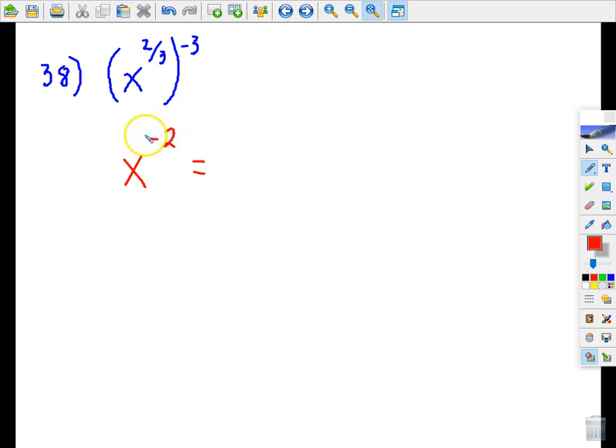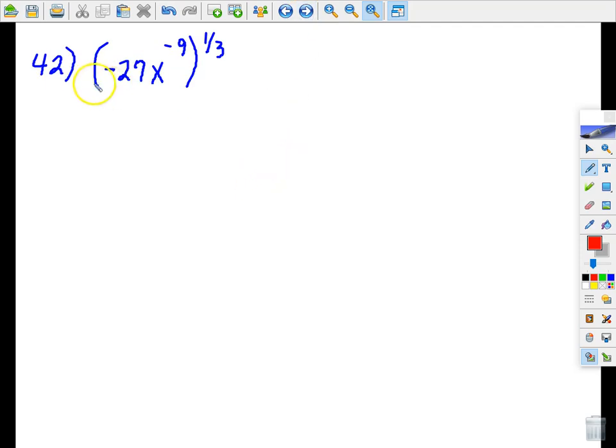you never want to leave a final answer with a negative exponent. So changing this to a positive exponent means we're going to flip or write the reciprocal of x. The reciprocal of x is 1 over x, and then we can change the exponent to a positive. So your answer for number 38 is 1 over x squared.